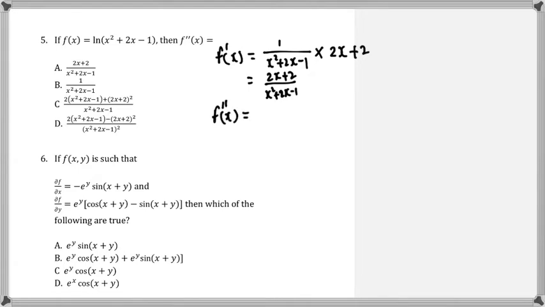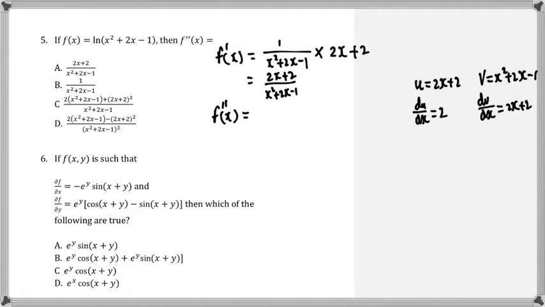For the second derivative, if you look at this, it's two functions of x dividing each other, so I would think immediately to use the quotient rule. Let u be equal to 2x plus 2, and v be equal to x squared plus 2x minus 1. du on dx is equal to 2, and dv on dx is equal to 2x plus 2.